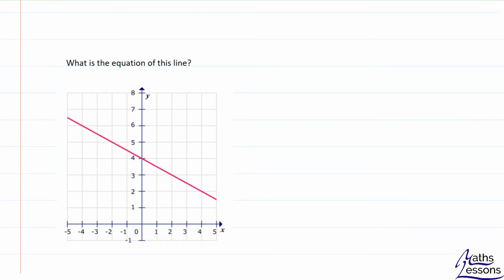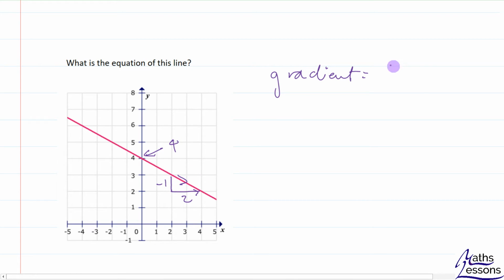Okay, so there we go. We're going to use y equals mx plus c because it makes sense for this one. We know it goes through the y-axis at 4. Now the gradient: we can see it goes down by 1 and along by 2. So it's minus 1 down and 2 along to go from that point to that point. So the change in y is equal to minus 1, and the change in x is equal to 2. So the gradient is equal to minus 1 over 2. So therefore y will equal minus a half x plus 4.